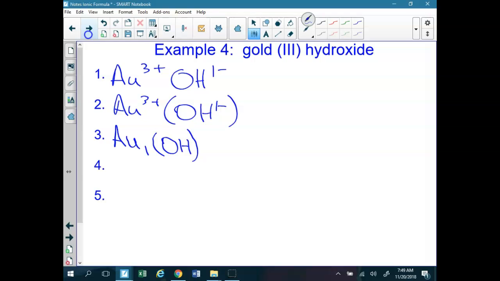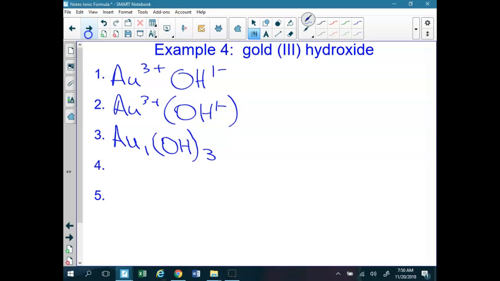AU gets a 1 from OH, yes? And what does OH get from AU? 3? Can anything go into 1 and 3 to reduce it? No. Every year somebody says 1. Does that reduce it? No.